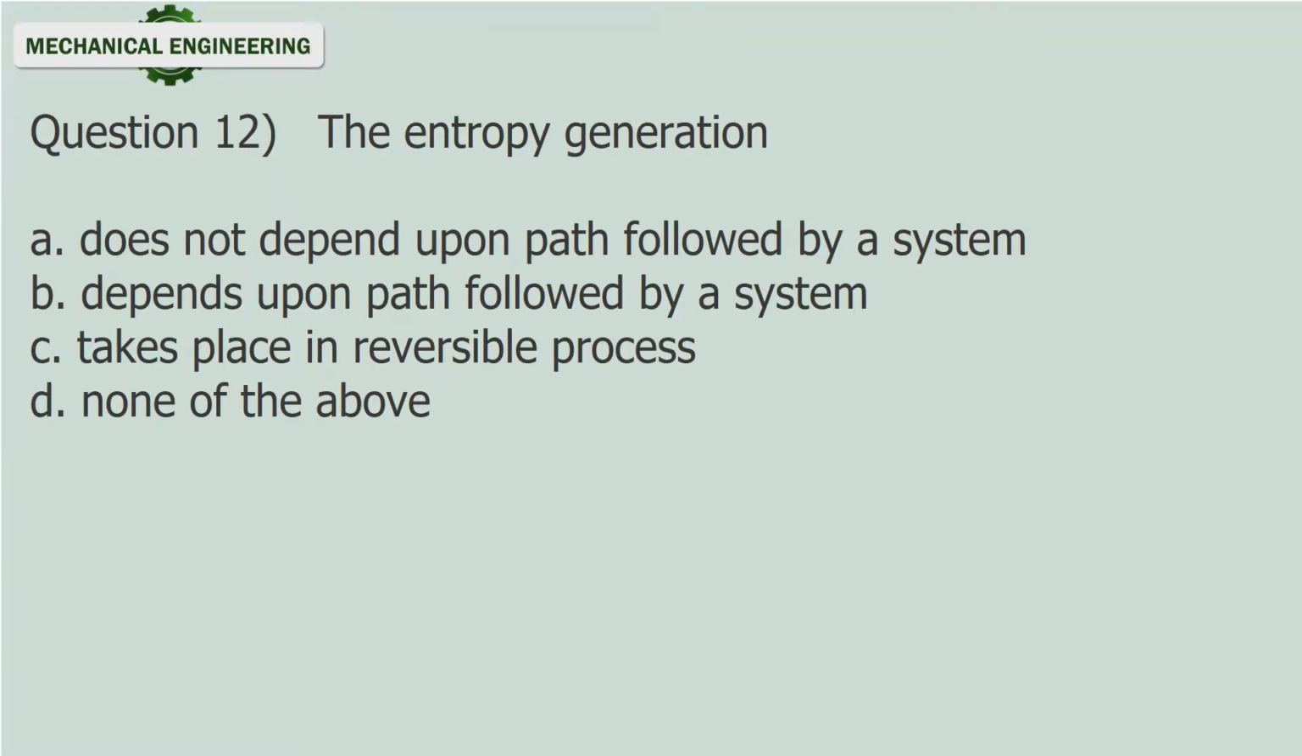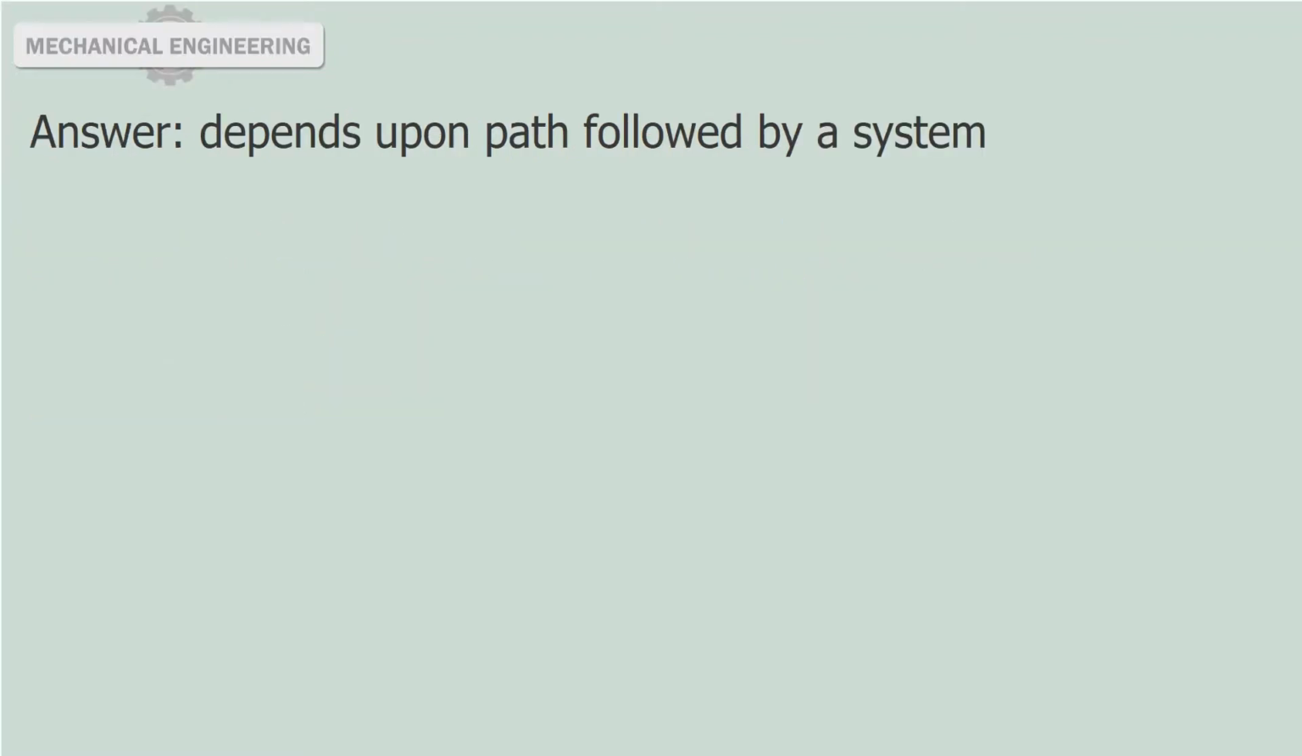Question 12. The entropy generation. A. Does not depend upon path followed by a system. B. Depends upon path followed by a system. C. Takes place in reversible process. D. None of the above. Answer: depends upon path followed by a system.